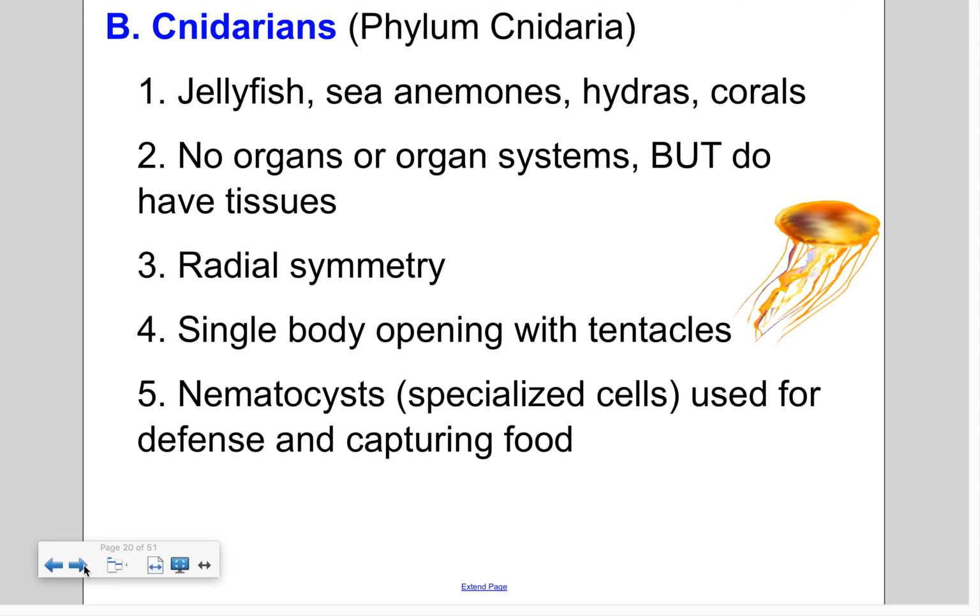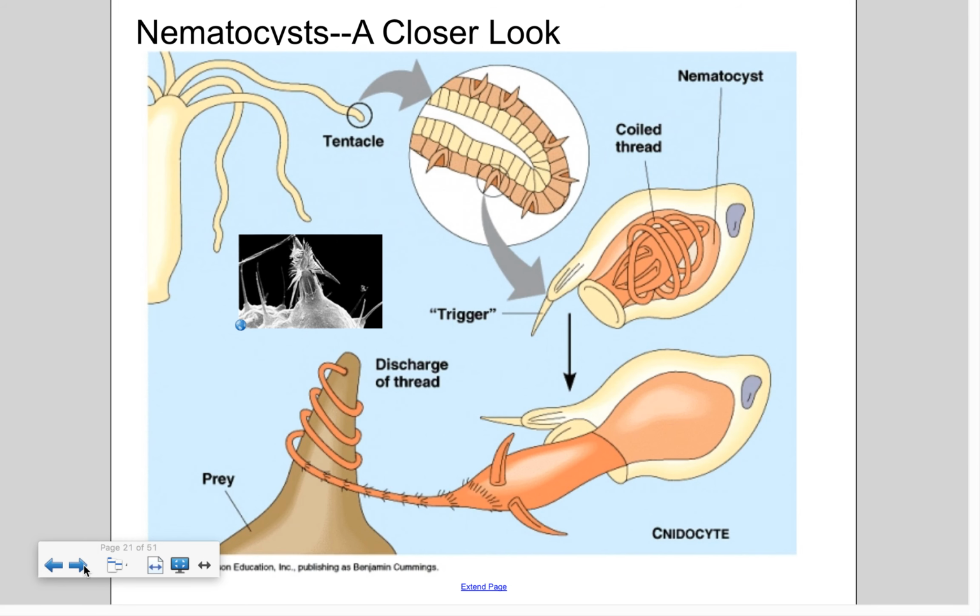Nematocysts, specialized cells used for defense and capturing food. Here's a close-up of a nematocyst. If we zoom in on this tentacle and zoom in on this specialized cell right here, this is the nematocyst. It has a trigger, and when that trigger is activated, it will shoot out like a harpoon, if you will, to its prey and inject some kind of toxin that might paralyze it. If you've seen Finding Nemo, when Dory and Marlin are going through the jellyfish and she gets caught up in tentacles, she probably got smoked by a bunch of these nematocysts.